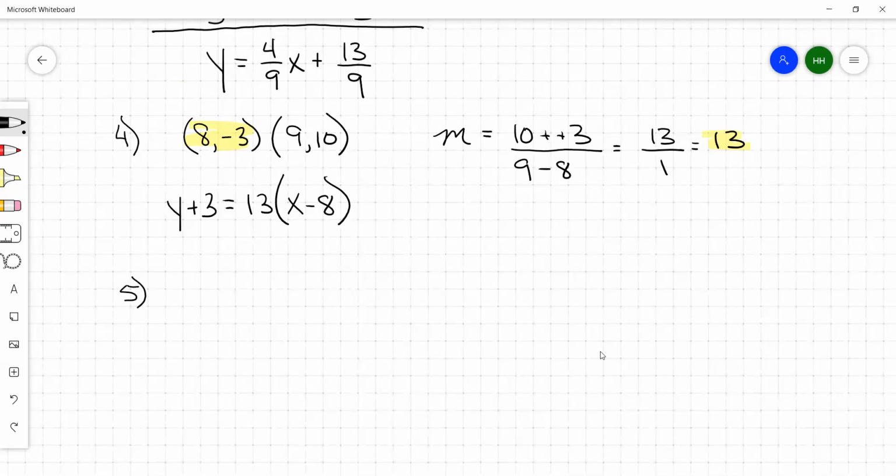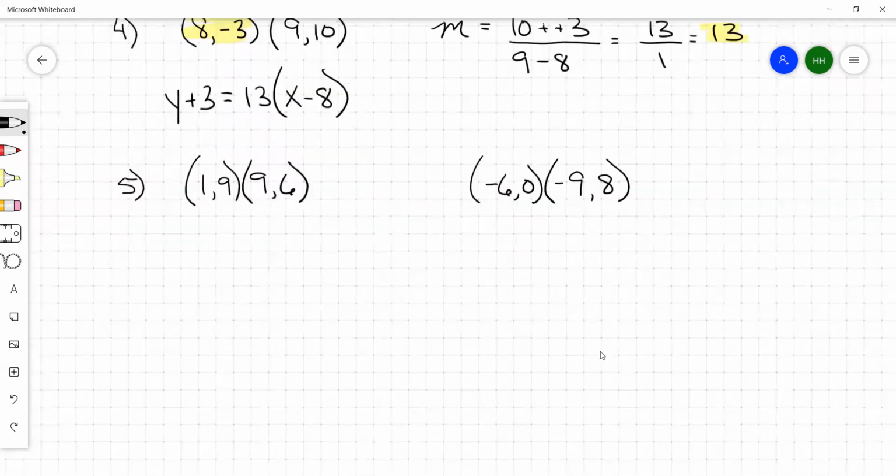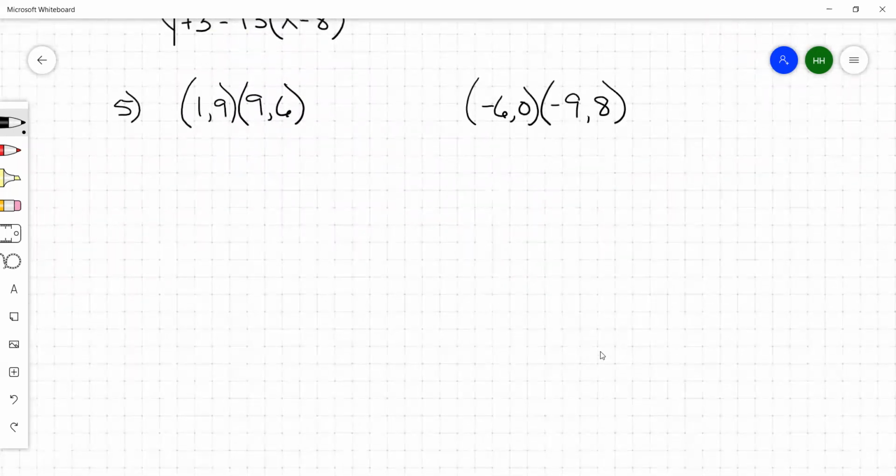Okay. All right, number 5 says, is the line through points 1, 9, 9, 6 perpendicular to a line through the points -6, 0, -9, 8. They're asking if the lines are perpendicular. If the lines are perpendicular, their slopes will be negative reciprocals of each other. So we have to find the slopes. So this first set of points has a slope of 6 minus 9 divided by 9 minus 1. That's -3/8.